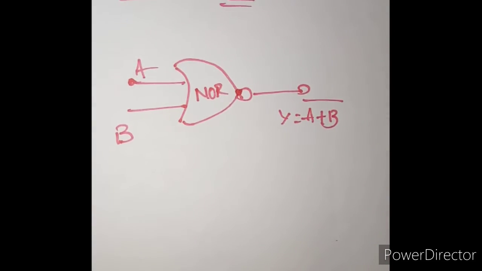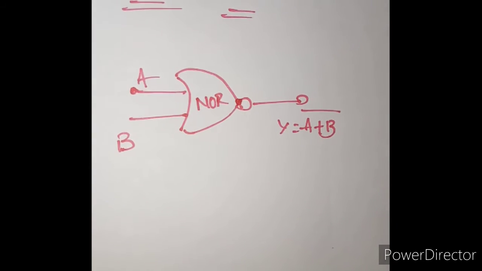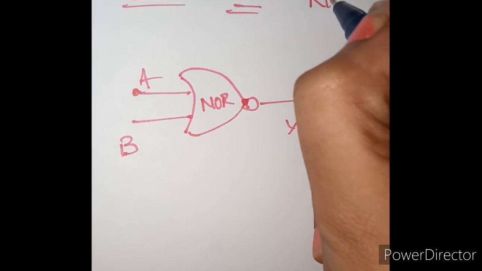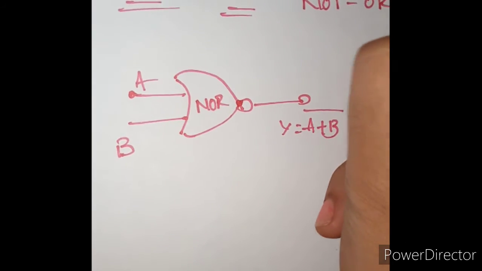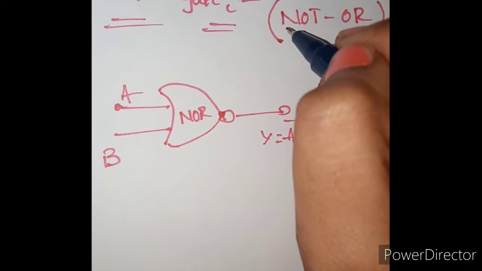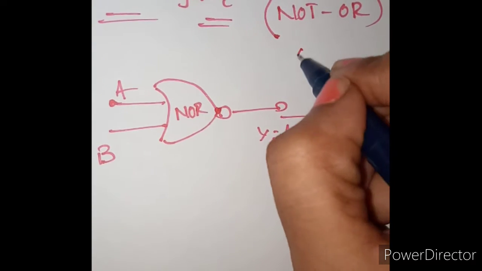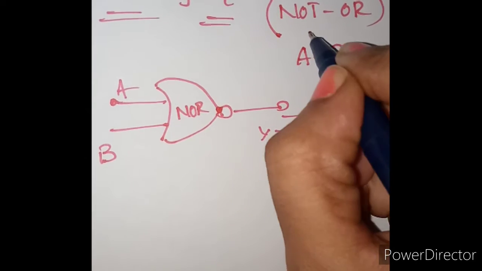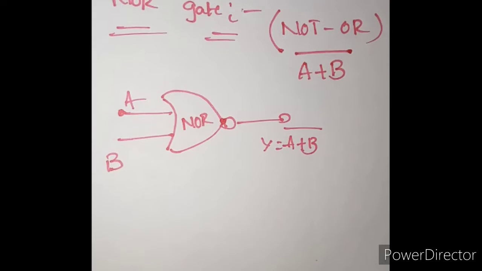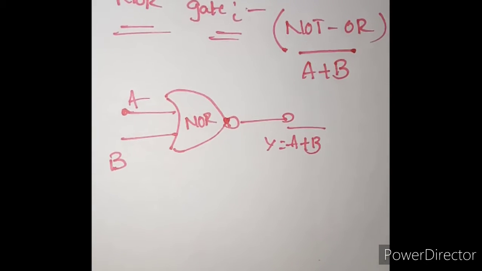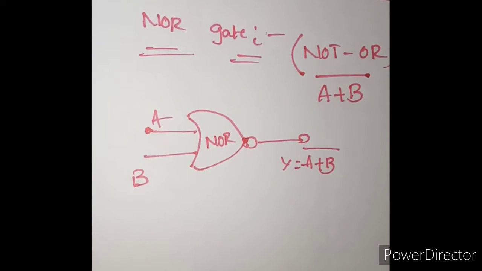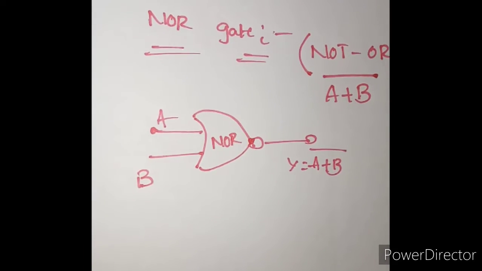Coming to the NOR gate. A negated OR gate is also called a NOT OR gate. It can be represented by the negation of the OR gate, so A plus B whole bar. A negated OR gate has 2 or more inputs but a single output, which is a complement of the OR sum of the inputs.